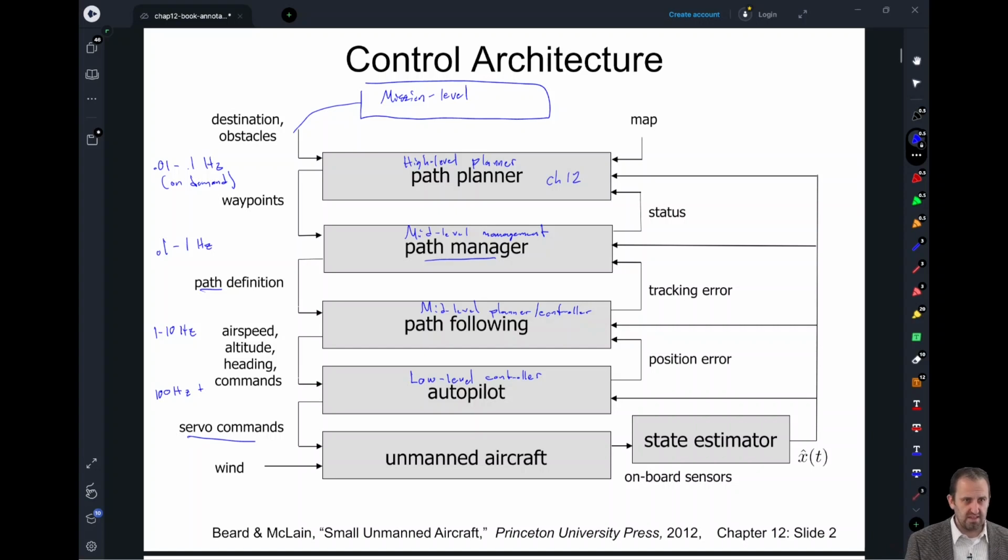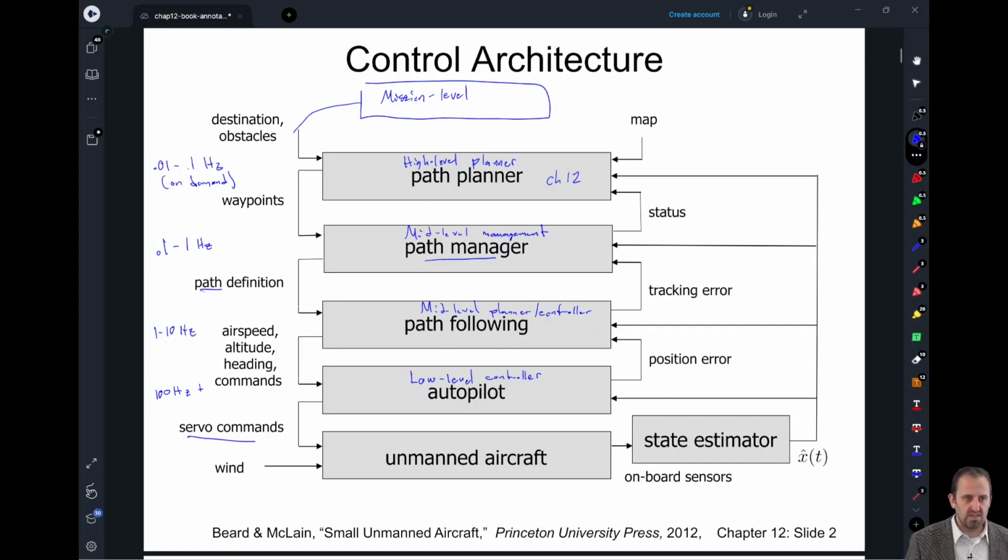But the thing we need to notice is that at the autopilot level, we're running really fast, right? But we're only considering the current state of the aircraft. With path following, we're still running fairly fast, but we're still only considering the current state of the aircraft and not the destination, but the type of maneuvers we want to be doing to get to a straight line or an orbit, right? So we're still very, very local, but now we've extended our horizon to say, hey, this will take us to some desired maneuver.